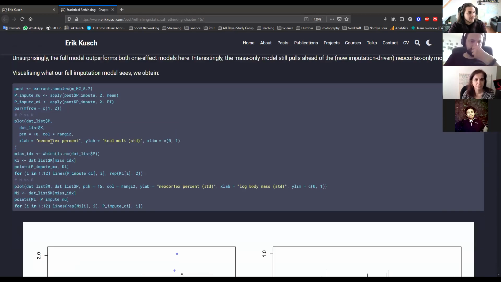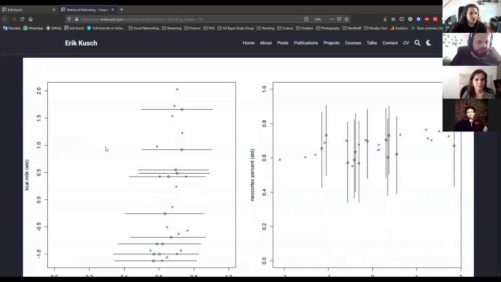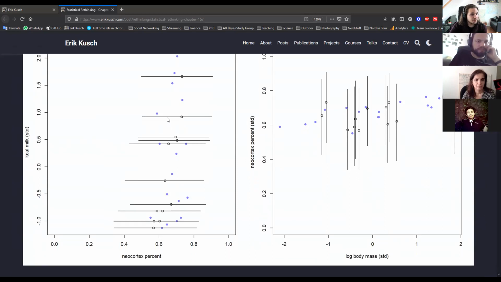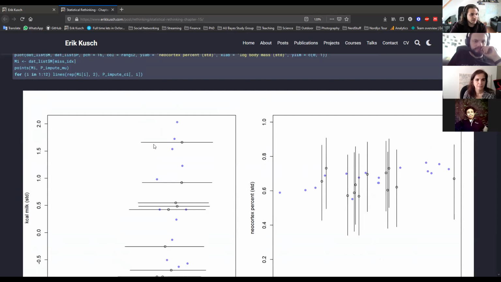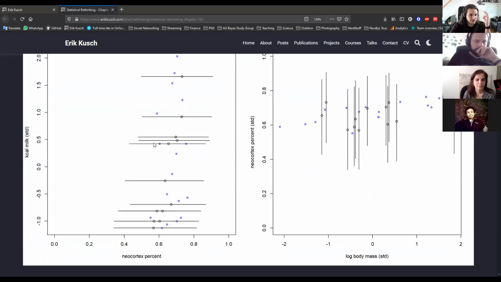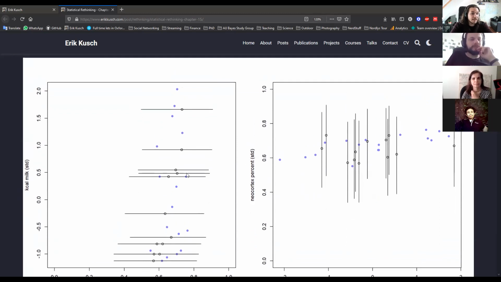Then just for fun, I repeat the plots from the book, which show my imputed values against the observed values, as well as the uncertainty bands around them from my P imputation. So this is the vector of 12 values that get imputed, just against log body mass and milk energy content. Those are some very broad priors. There's some very broad distributions, right?